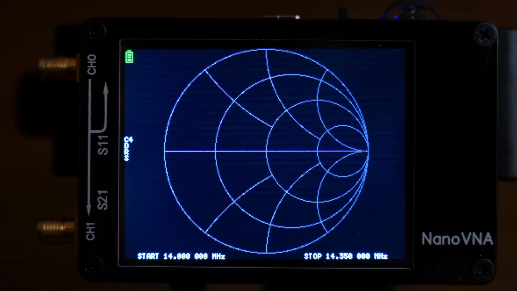Most of us are familiar with VSWR, or voltage standing wave ratio, but maybe don't know what the Smith chart does for us. The Smith chart may look a little intimidating at first, but displaying it on the Nano VNA provides us with a tremendous amount of information. Not only does it display the radiation resistance of the antenna, but also its reactance. These are called the real and imaginary parts of the impedance, respectively.